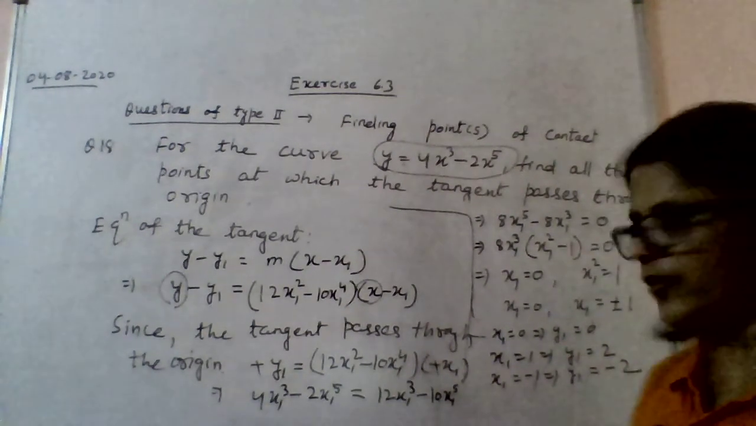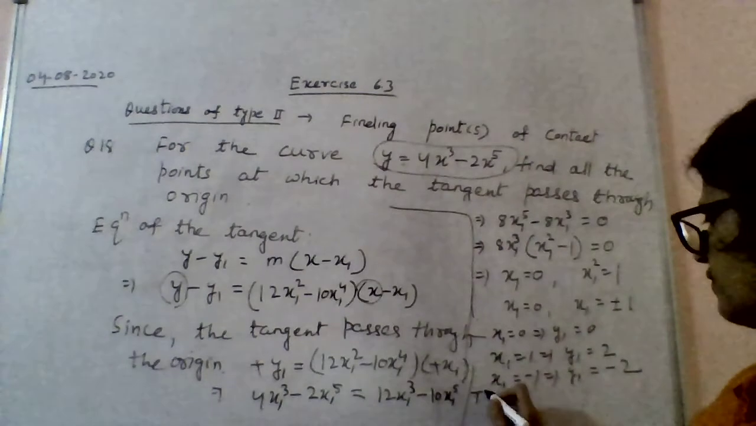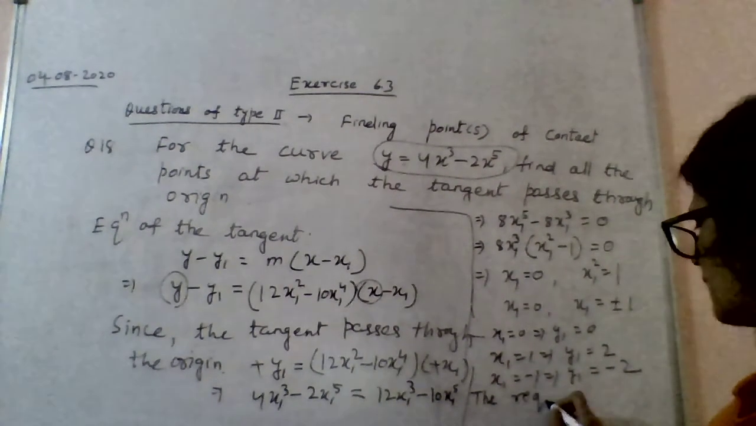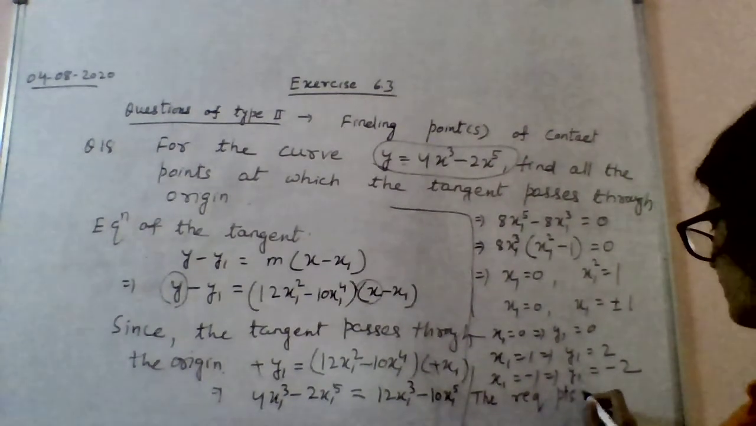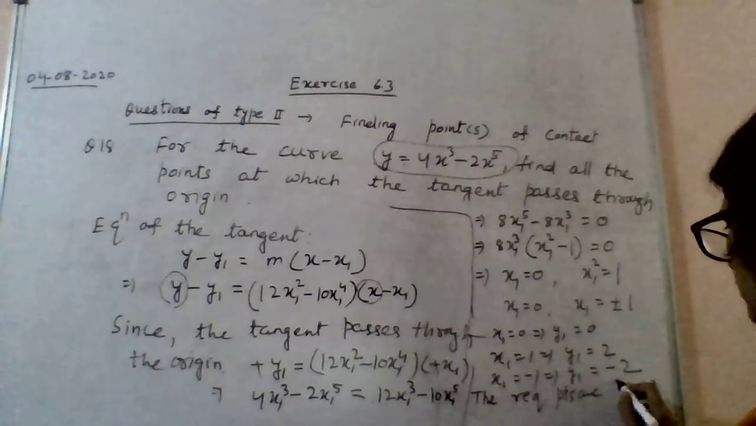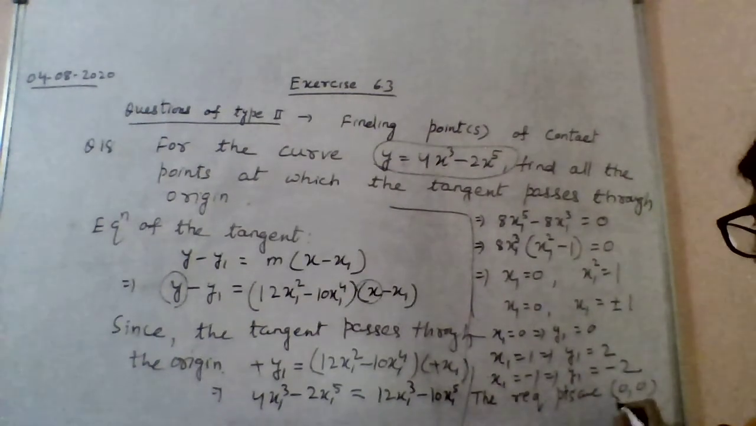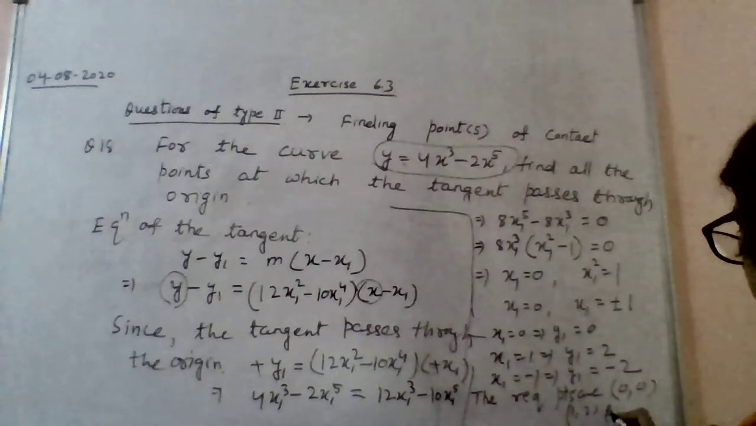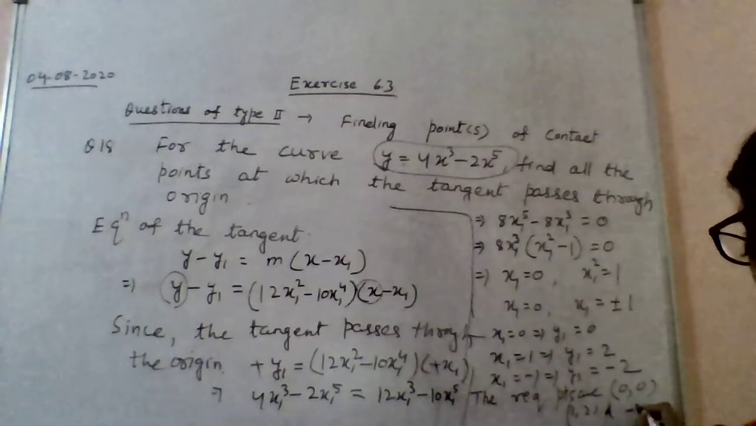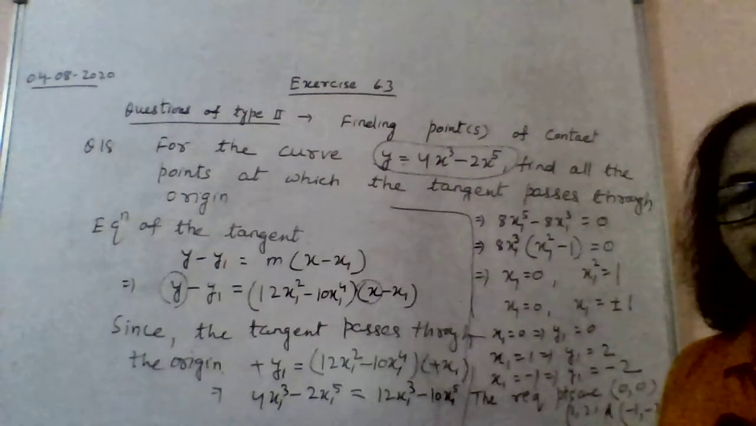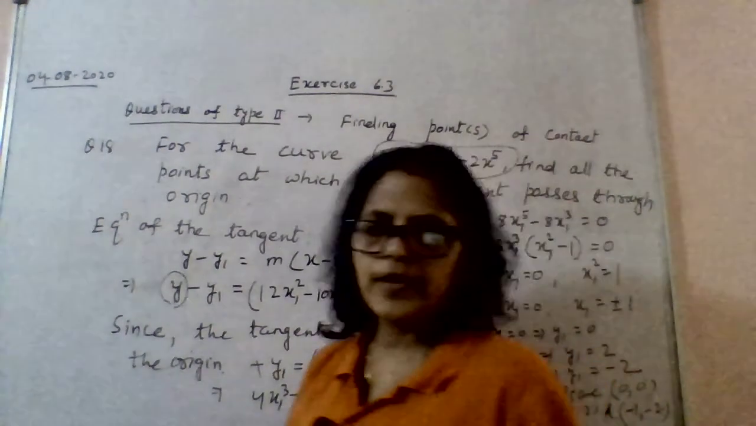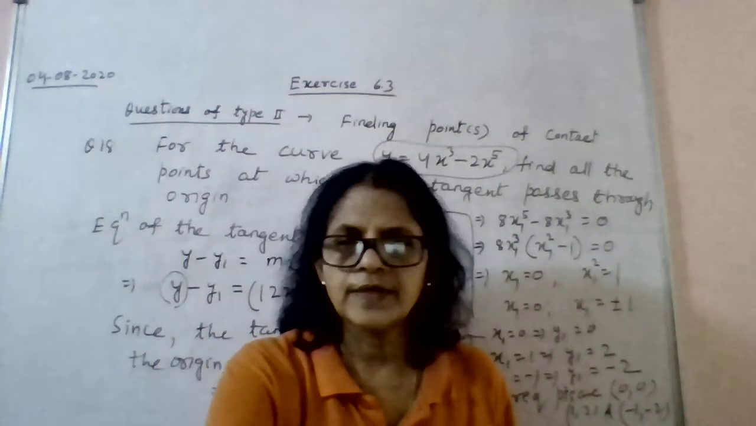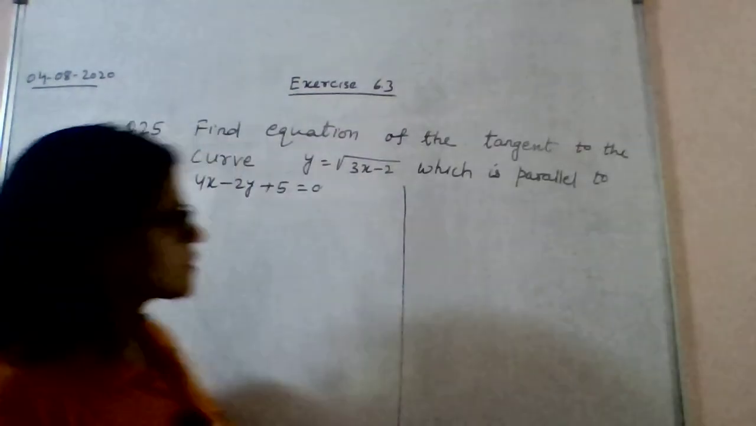So the required points, the last step, are 0, 0 and 1, 2 and minus 1, minus 2. These are the points at which the tangent to the curve passes through the origin. Is it clear?